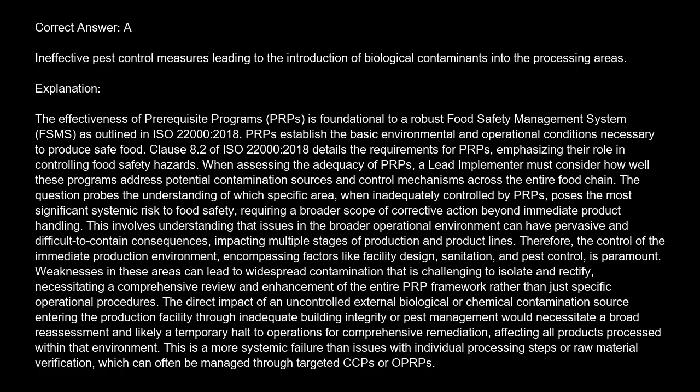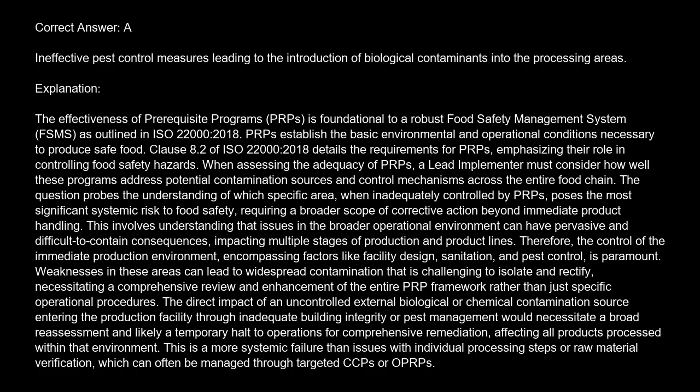production and product lines. Therefore, the control of the immediate production environment, encompassing factors like facility design, sanitation, and pest control, is paramount. Weaknesses in these areas can lead to widespread contamination that is challenging to isolate and rectify, necessitating a comprehensive review and enhancement of the entire PRP framework, rather than just specific operational procedures.